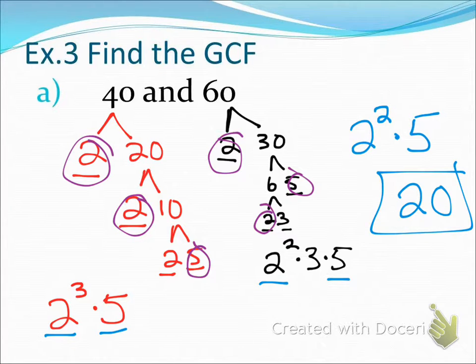Any questions? The 3 was not a number that they had in common. No, I'm talking about the exponent. You go with the smallest exponent. So this was 2 to the third, this was 2 squared. So we go with the 2 squared, because they both have two 2s. This one has an extra 2 that's not in common.